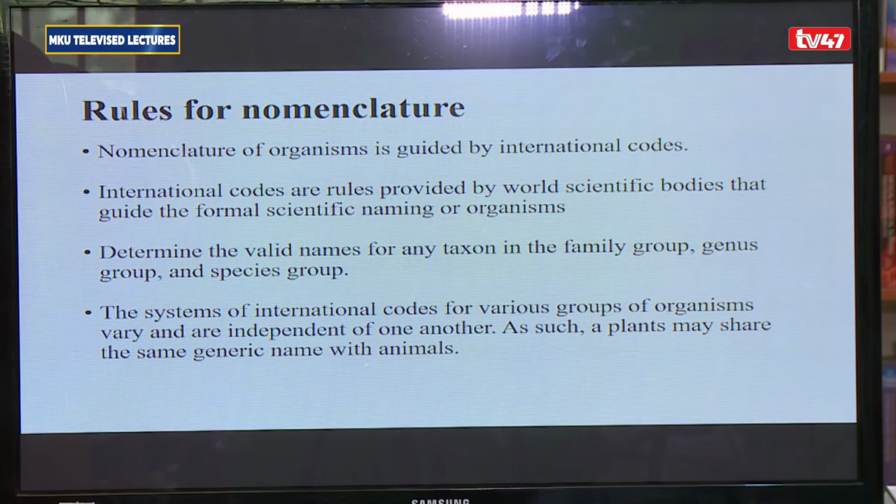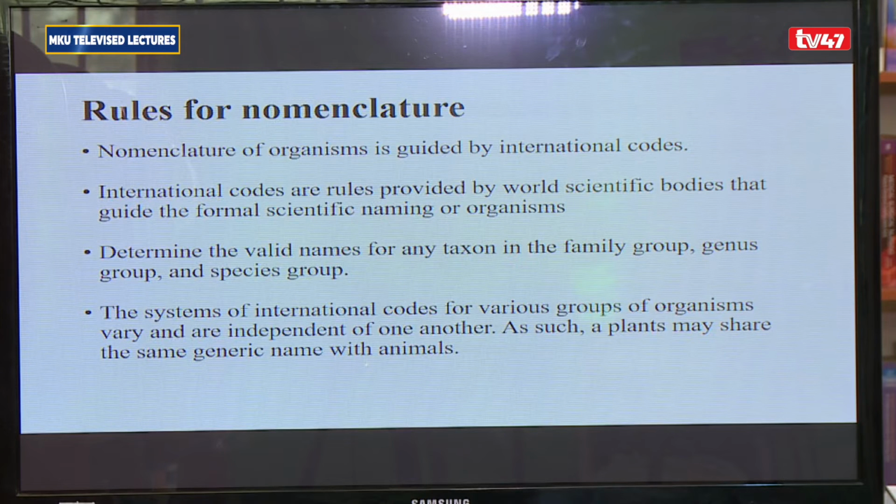Now, as we talk about binomial nomenclature, we talked about the rules of naming organisms, and they're guided by international codes. So when you talk about an international code, this is simply rules that are provided by world scientific bodies that guide the scientific naming of organisms. And because you have different types of living things, therefore you have different types of scientific bodies that have provided the rules of naming the different types of living things. So as such, we end up having different types of international codes. And every international code decides what is the valid name of a given organism. Valid name for the species, valid name for the genus, valid name up to the family level.